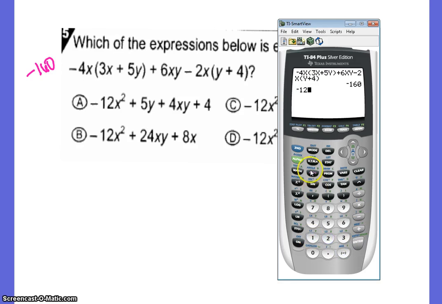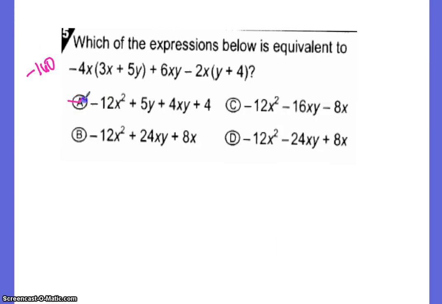Negative 12x squared plus 5y plus 4xy plus 4. I get negative 5, so I know that it is not going to be A. So now let's try B.